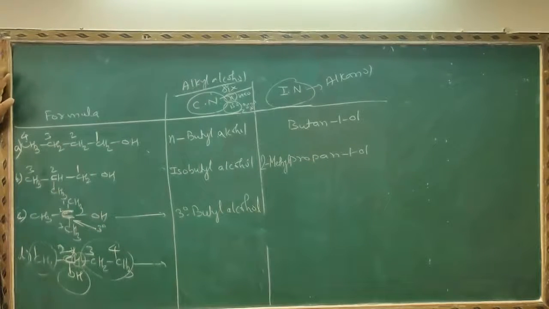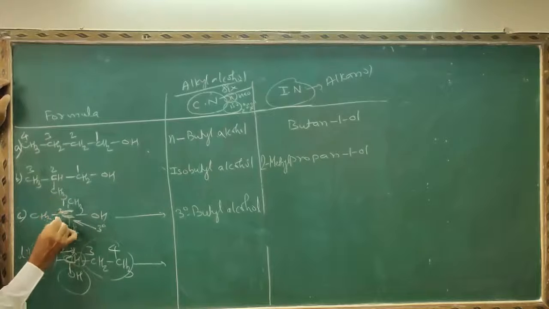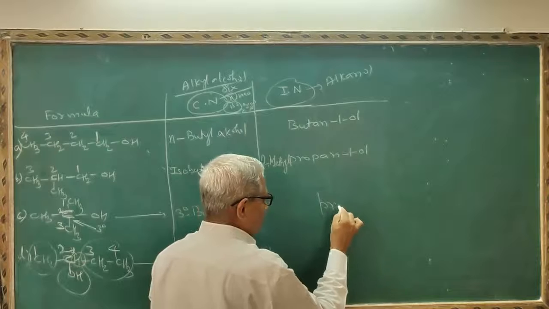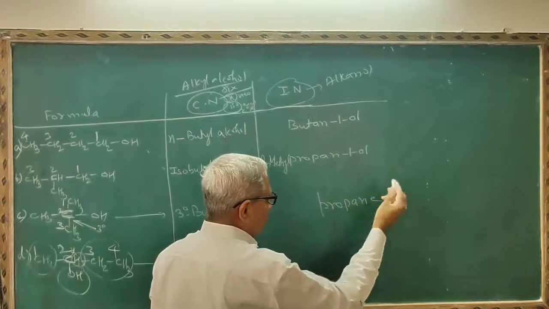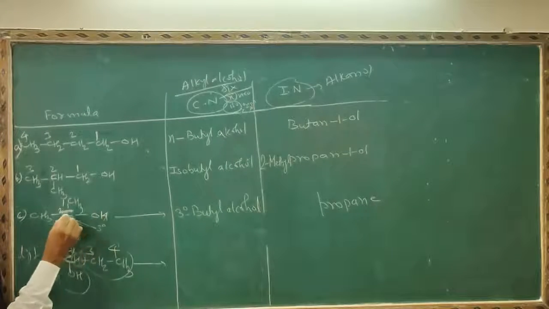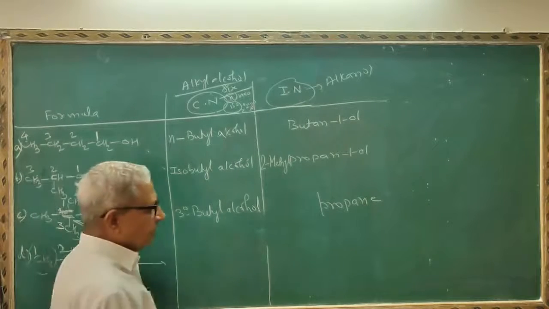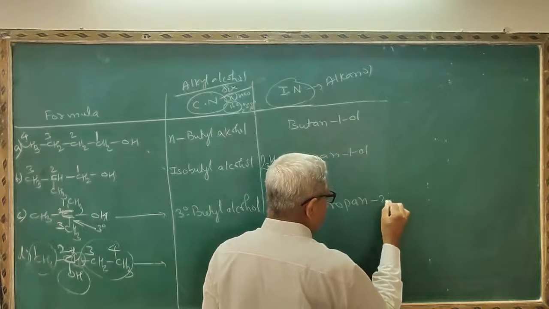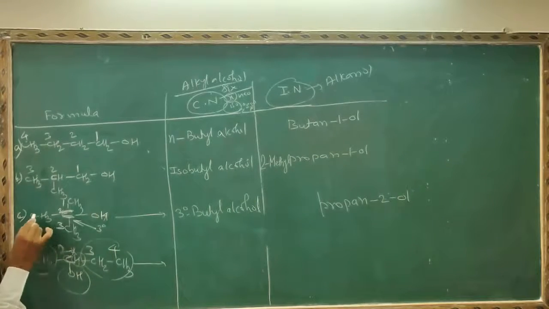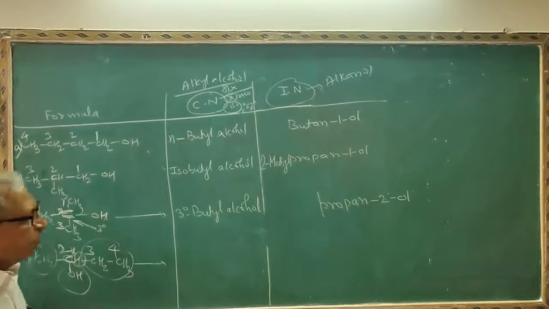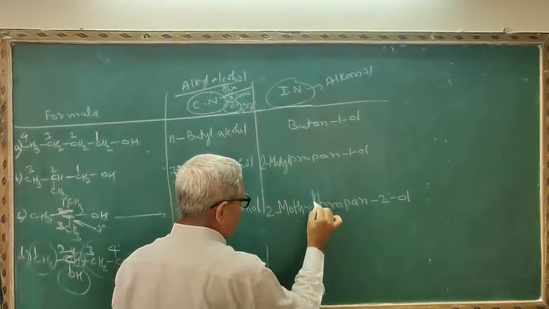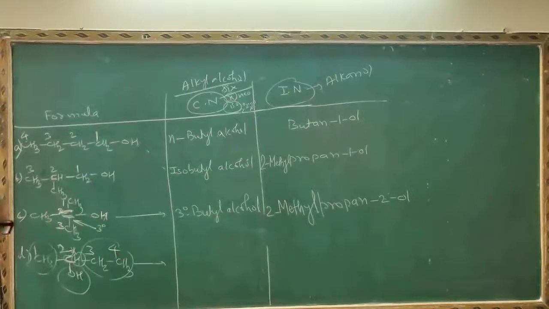Now, IUPAC name. Give the numbering 1, 2, 3. 3 carbon atoms are in a straight chain. Therefore, it is a propane. Parent again is a propane. The functional group OH is present on the carbon number 2. Substitute E by 2-OL. See the alkyl substituent CH3 is present on the carbon number 2. Therefore, the name will become 2-methyl. M must be capital. 2-methylpropan-2-ol.